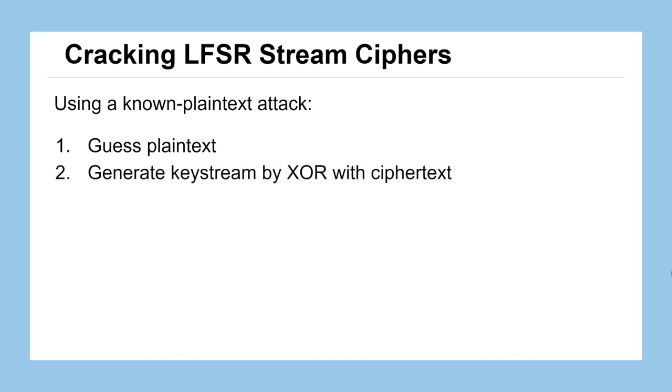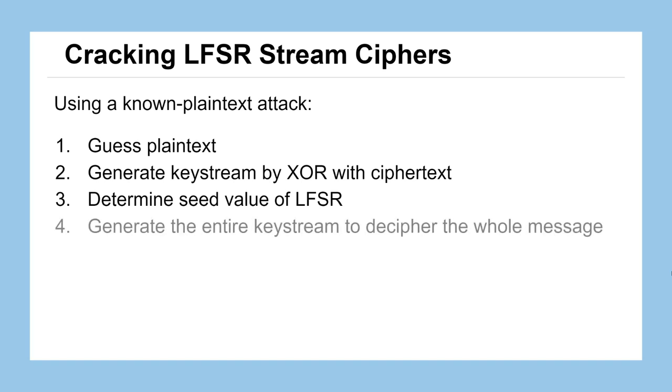We're going to generate the key stream by using the XOR operation with the ciphertext that we'll have intercepted. And then we're going to try and use that key stream to determine the seed values that were used in the LFSR. And then once we know the seed value, we should be able to generate the entire key stream to decipher the entire message.